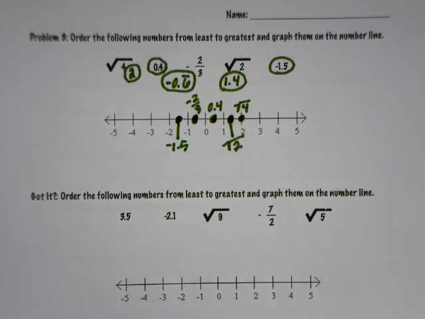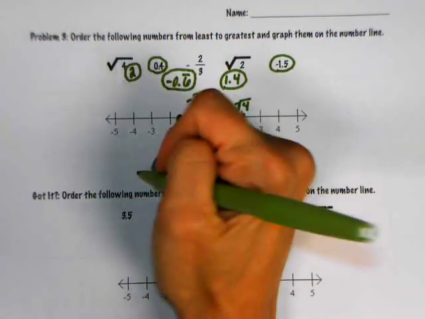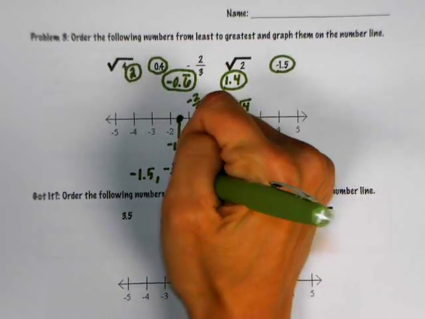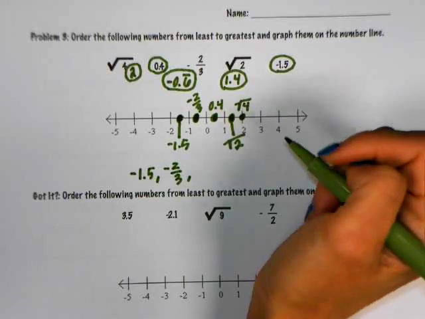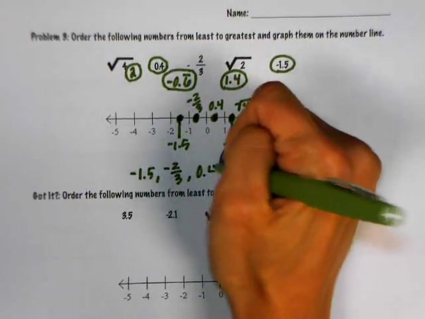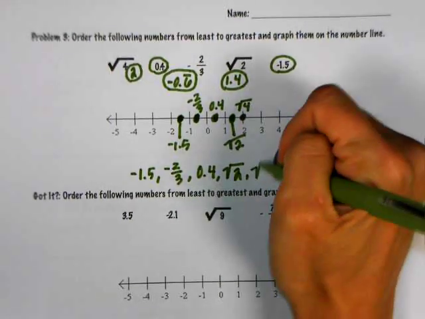All right, and then the last thing, you're just going to make your list least to greatest. So now that you have the number line, you can work your way left to right, okay? So it's going to be negative 1.5, negative 2/3, 0.4, square root of 2, and then square root of 4.